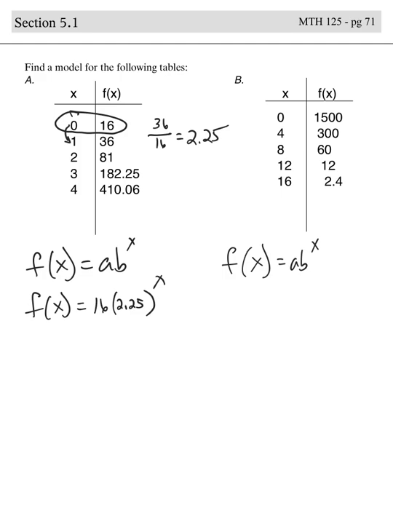Let's look at B. One thing I'm noticing about B, it's a little bit different from the last ones, because I can see that this is decreasing. So that's kind of interesting. It looks like it's decreasing every 4 years. So what I'm going to do is come up with a starting population. That is going to be 1,500. I'm going to find my multiplier.